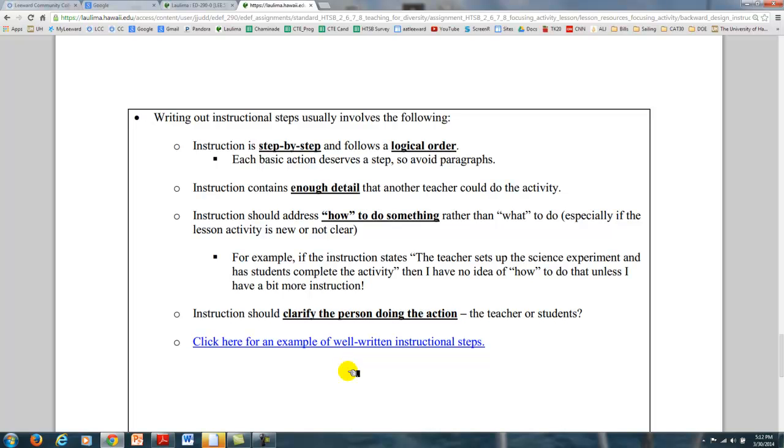So that's it. Those are the steps of backwards design. That is something that's so powerful. I would love to see you do that and incorporate that for the rest of your teaching career.